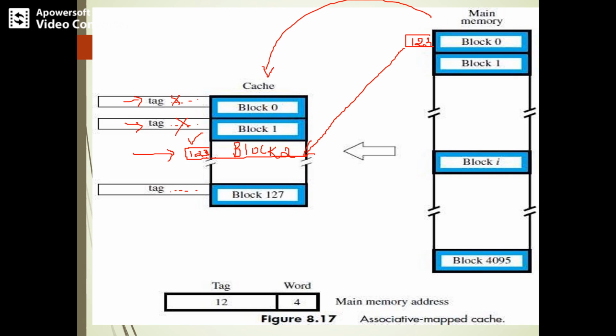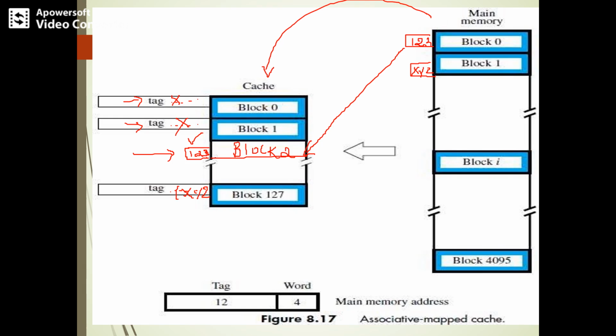Suppose I need to map block 1, which consists of the tag bit x, y, z. I'll assume the tag bit of block 127 is x, y, z; some value I'll take randomly. So now I need to map block 1 information of the main memory into the cache.